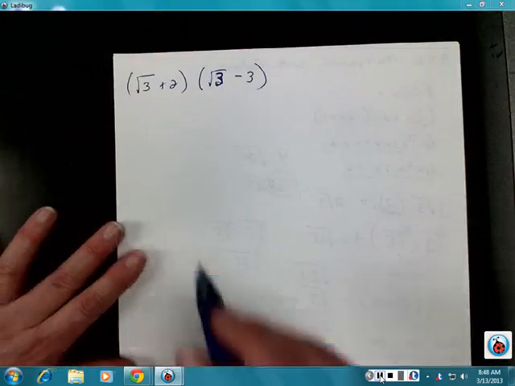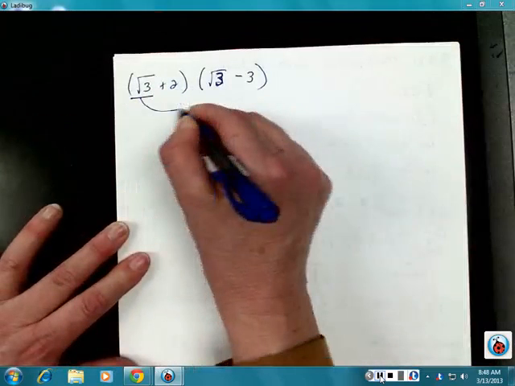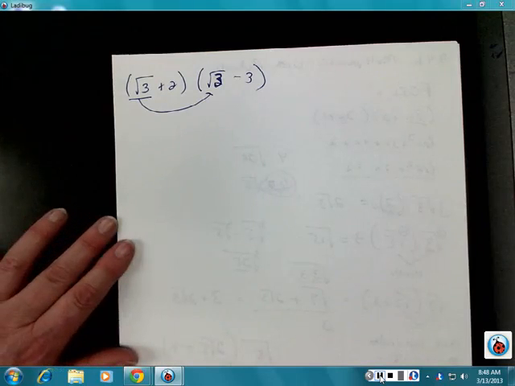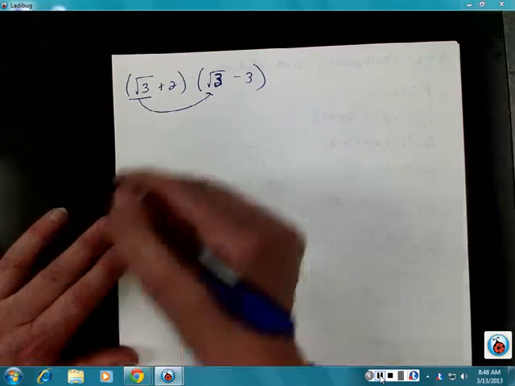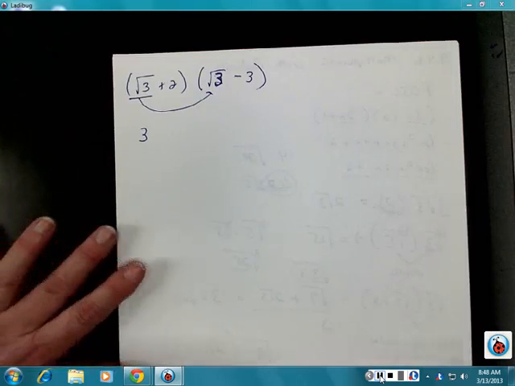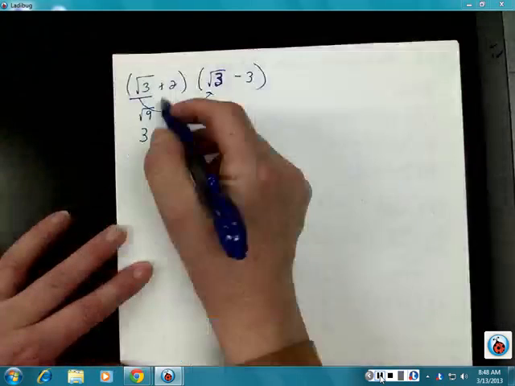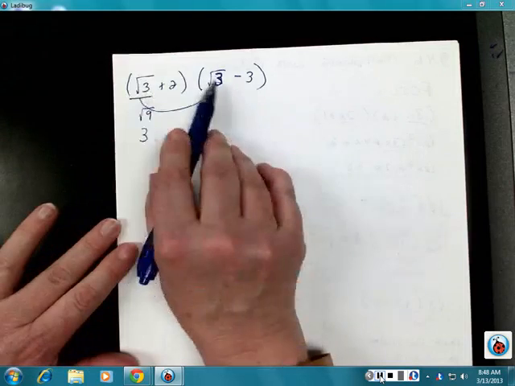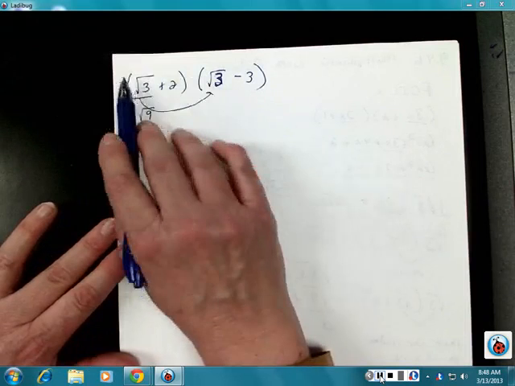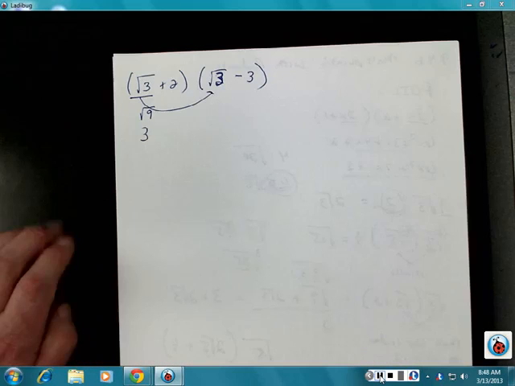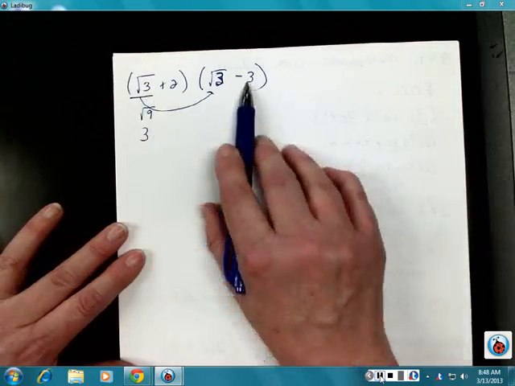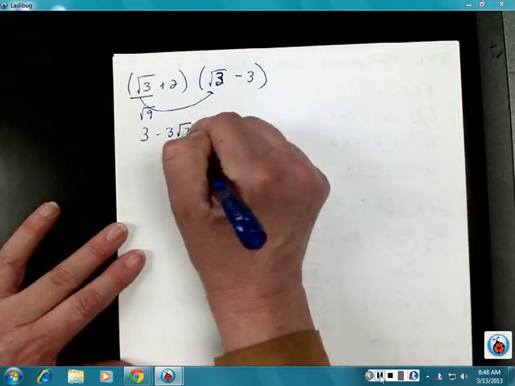Well, I need to do my FOIL. So the first term times the first term is going to be the square root of 3 times the square root of 3, which is going to be 3. If you automatically recognize that, you don't have to write the square root of 9 and all that good stuff in there, okay? When these match each other, indexes are the same, the radicand underneath is the same, and they're squares, I can just drop my radical sign and take what's underneath it. Square root of 3 times a negative 3 is a negative 3 square root of 3. We all okay with that part?